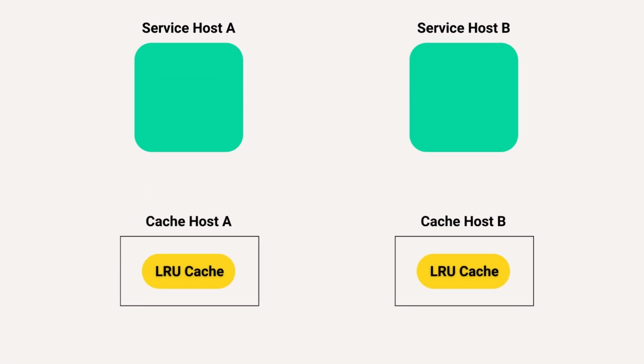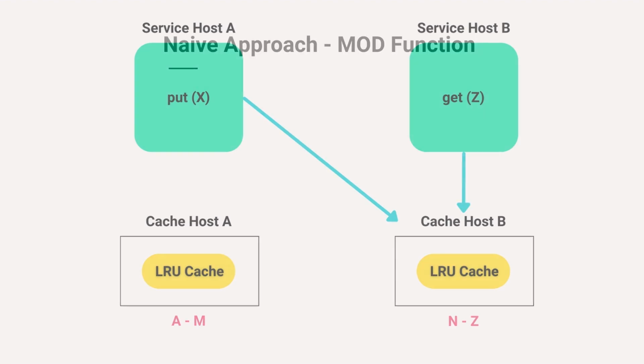The benefit of this is that we can now make each host store only chunks of data called a shard. Because data is split across several hosts, we can now store much more data in memory. Service hosts know about all shards, and they forward put and get requests to a particular shard. But how does a service host decide which cache shard to call?